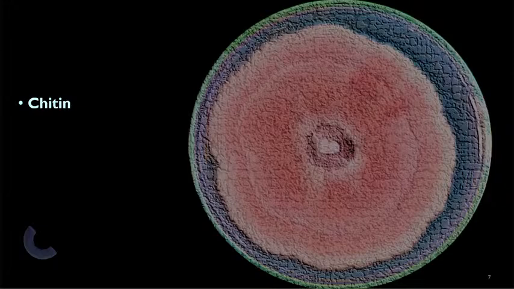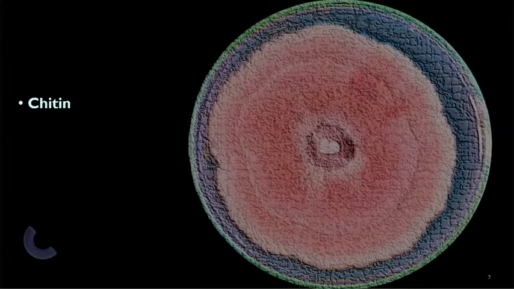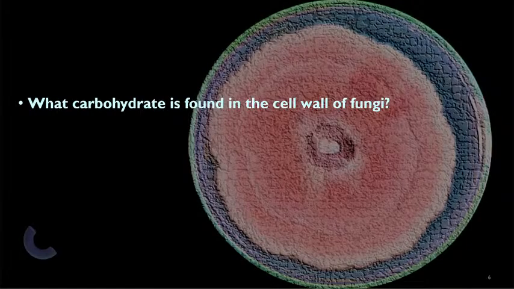Alright, so the chitin is the one that you look for. I think you've heard this several times before when you were in your college years, specifically when you're talking about arthropods and, of course, fungus. But chitin is the most predominant carbohydrate found in the cell wall of fungi.